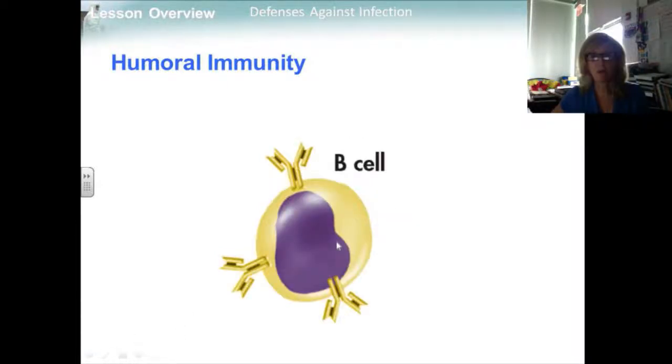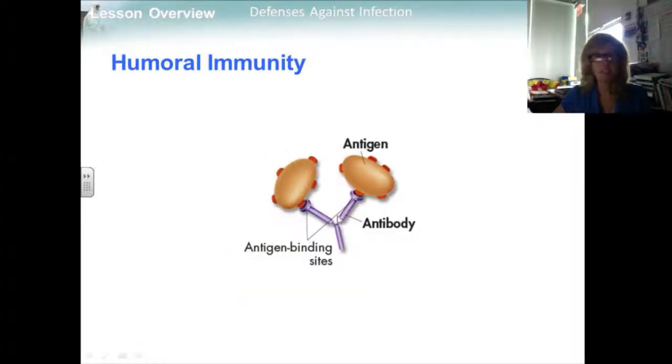Antibodies are the main weapons of the humoral immune response. An antibody is shaped like the letter Y, as you can see right here, and has two identical antigen binding sites. The shapes of the binding sites enable an antibody to recognize a specific antigen with a complementary shape.